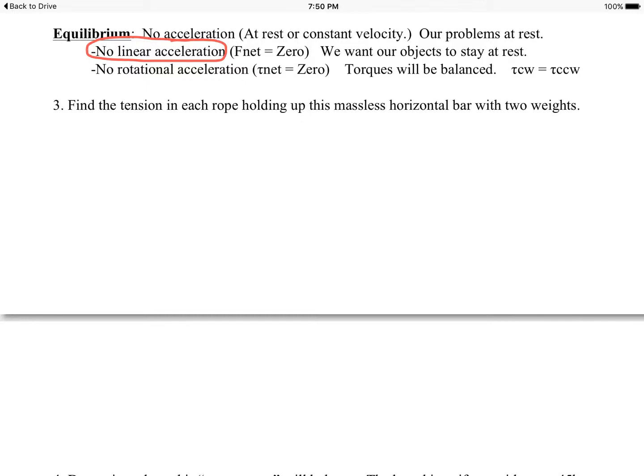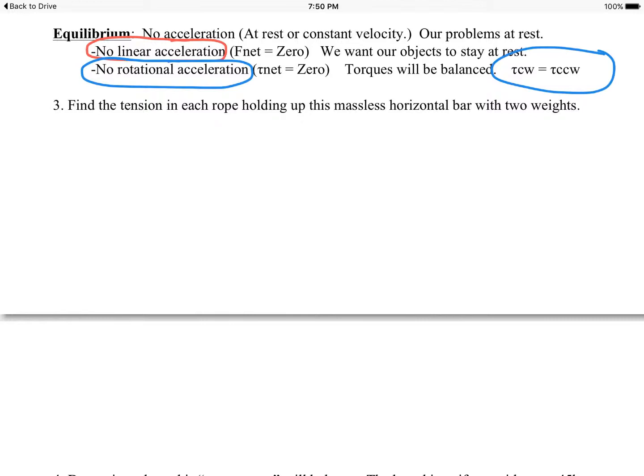F net is 0 according to Newton's second law. But the new thing is we will also have no rotational acceleration. The net torque will be 0. The torques will be balanced. The clockwise torque will equal the counterclockwise torque. Now we'll need to give you several examples here.